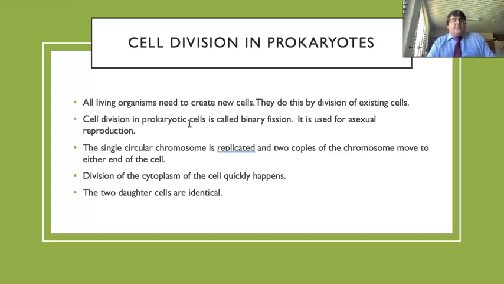What happens is the single circular chromosome is replicated, then you've got 2 copies of the chromosome. Generally, they'll attach to the cell membrane, and as the cell starts to elongate and grow, those 2 chromosomes will be pulled to either end of the cell. Once the cell gets too big, you start to have division in the cytoplasm, called a cleavage furrow, happening in the middle of the cell, and then 2 daughter cells are created, indicating that each daughter cell will have one of those 2 copies of the chromosome.